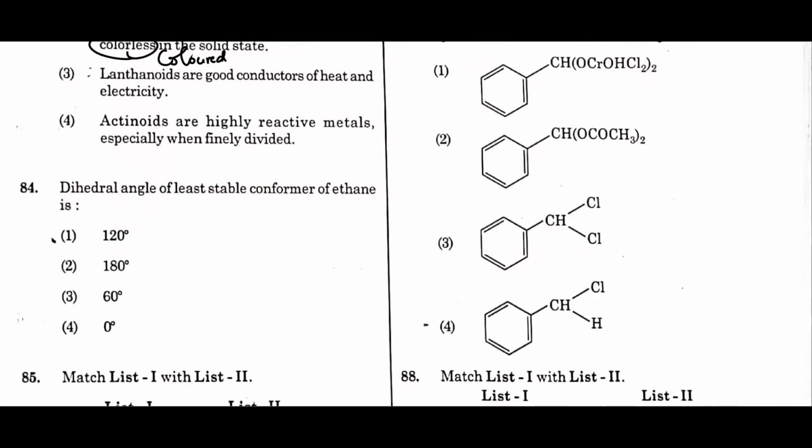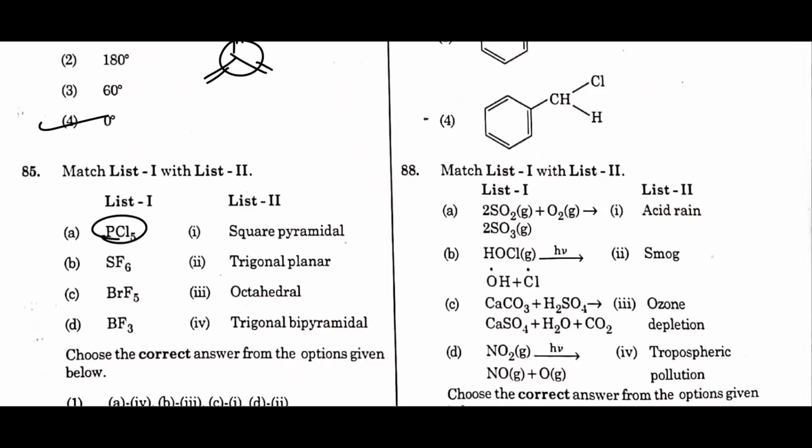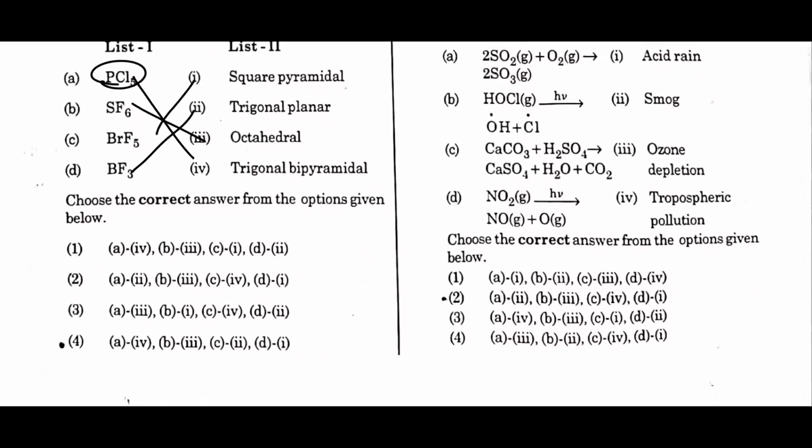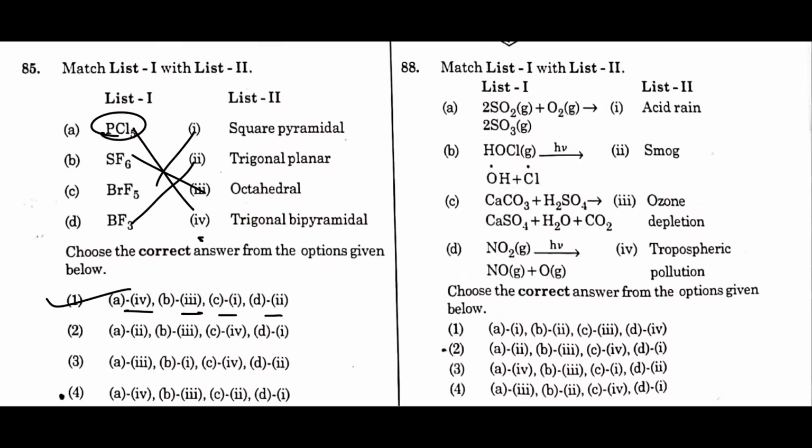Dihedral angle of the least stable conformer of ethane: if you observe the least stable conformer, that is eclipsed, and 0 is the angle between them. PCl5 is trigonal bipyramidal. SF6 is octahedral. BrF5 is square pyramidal. BF3 is trigonal planar. So your correct answer is 4, then 3, then 4, then 3, then 1, then 2. Option 1 is your correct answer.